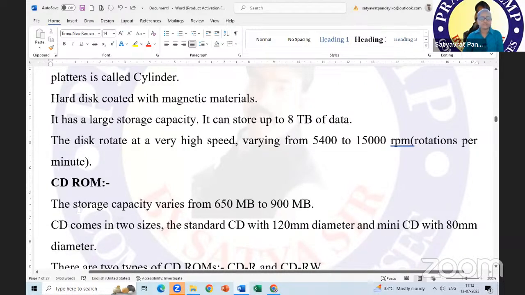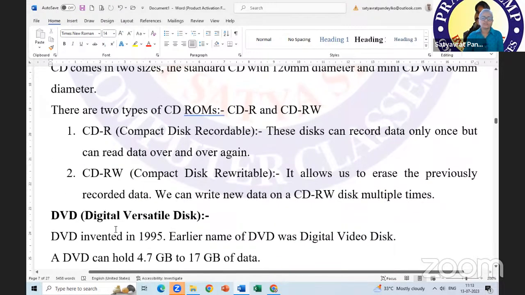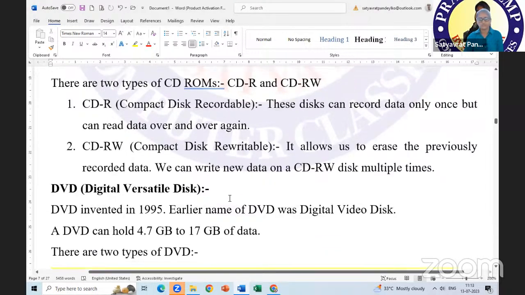CD-ROM. The storage capacity varies from 650 MB to 900 MB. CD comes in two sizes, the standard CD with 120 mm diameter and mini CD with 80 mm diameter. There are two types of CD-ROM, CDR and CDRW. CDR, compact disk recordable: these disks can record data only once but can read data over and over again. Second is CDRW, compact disk rewritable. It allows us to erase the previously recorded data. We can write new data on a CDRW disk multiple times.